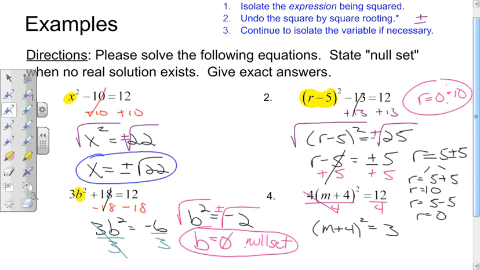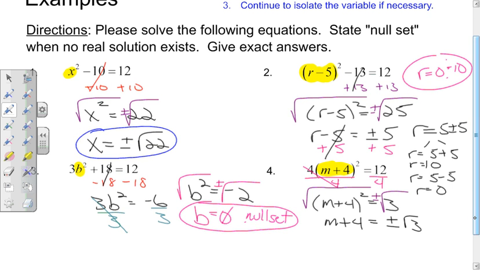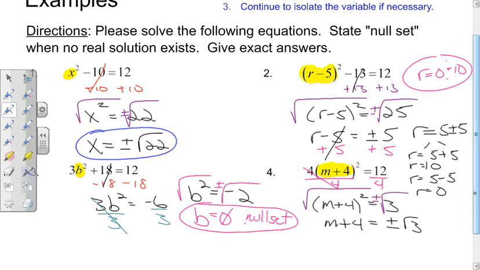And now that I have the m plus 4, which was the expression being squared, isolated, I can continue and square root both sides, which is step 2, but don't forget the plus minus. That is going to leave me with m plus 4 equals plus or minus the square root of 3. Now, it says in step 3 to continue to isolate the variable if necessary. Well, I will by subtracting 4 from both sides.